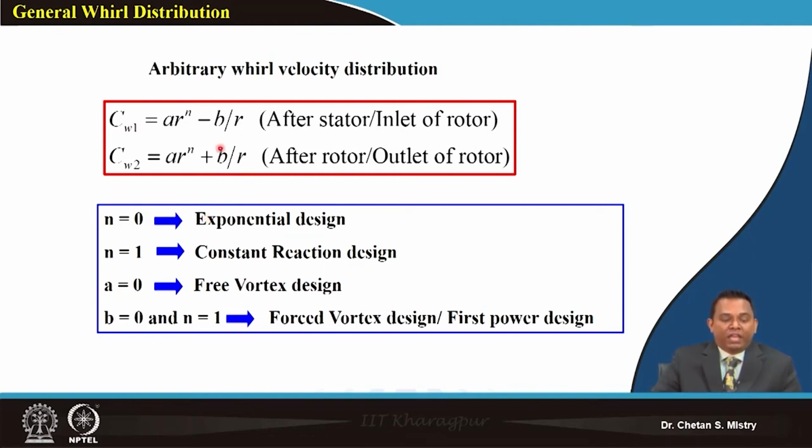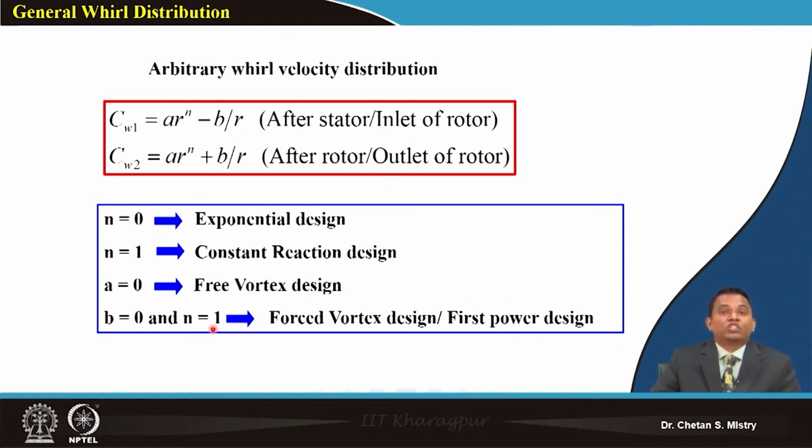When we are configuring n equal to 0, we can say it's an exponential design. If we are considering n equal to 1, that's what is my constant reaction design. If we are considering a equal to 0, that is nothing but a free vortex design. If we are considering b equal to 0 and n equal to 1, that will be a forced power design or forced vortex design. Now there are ample possibilities here.